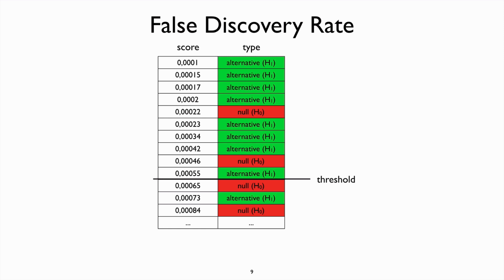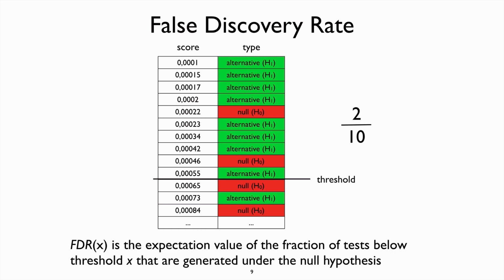So if we knew which ones were the alternative hypothesis and which were the null hypothesis, we could easily calculate something known as the false discovery rate, and that's the expected value of the fraction of tests below the threshold x that are generated under the null hypothesis.